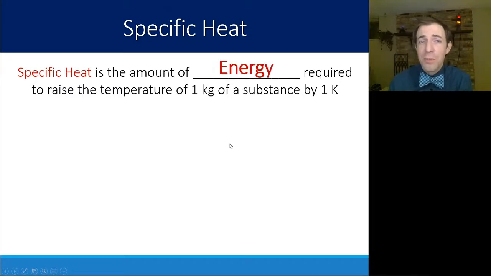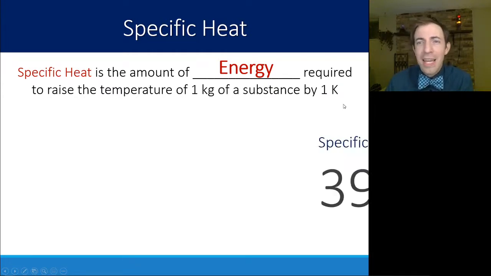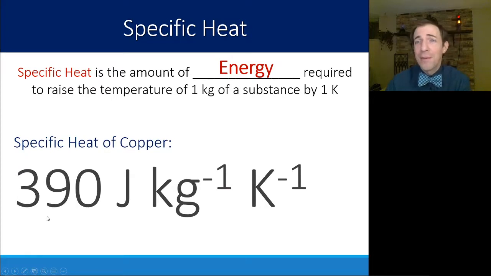Specific heat is the amount of energy required to raise the temperature of 1 kilogram of a substance by 1 degree Kelvin. If we look at an example, copper has a specific heat of 390 joules per kilogram per Kelvin. This unit looks kind of scary at first, but it is just the same thing as this definition. It's got the definition baked in. It's 390 joules required for 1 kilogram of copper to increase its temperature by 1 degree Kelvin. I also want to note, as we saw in the last video, that Kelvin has the exact same increments as Celsius. So increasing by 1 degree Kelvin is the same thing as increasing by 1 degree Celsius. The increments are equal to each other.